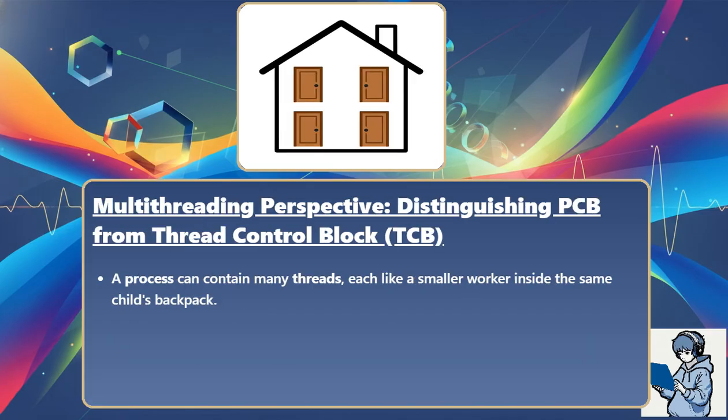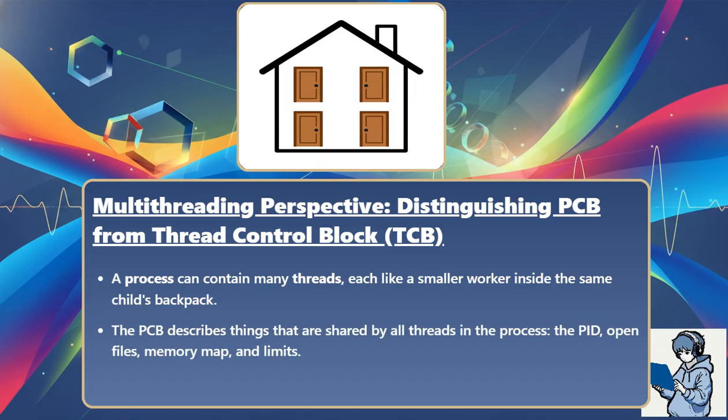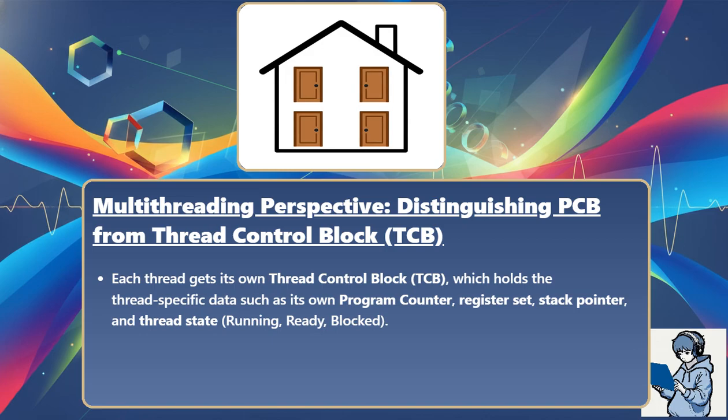A process can contain many threads, each like a smaller worker inside the same child's backpack. The PCB describes things that are shared by all threads in the process: the PID, open files, memory map, and limits. Each thread gets its own thread control block (TCB), which holds the thread-specific data such as its own program counter, register set, stack pointer, and thread state: running, ready, blocked.